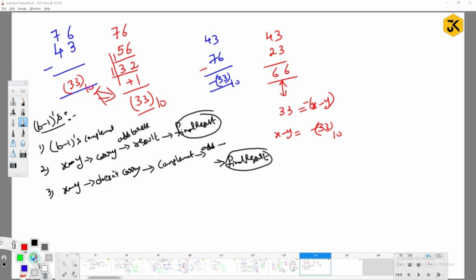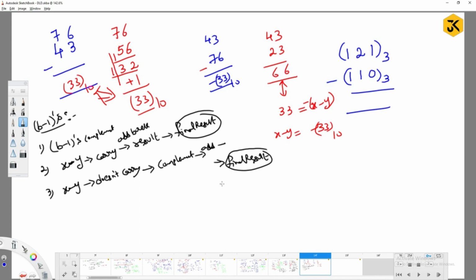Okay, try to solve another one. Any number you can give. 121 and 110, not base 10, both are of different base. Try to perform subtraction. I will tell this one also. What is the value after subtraction?